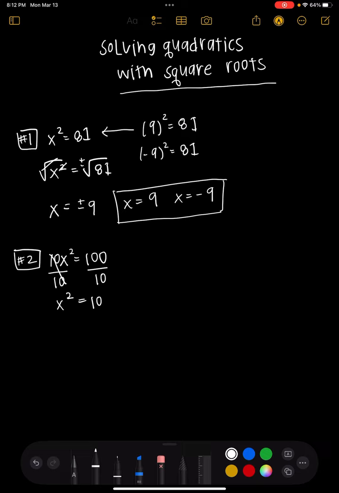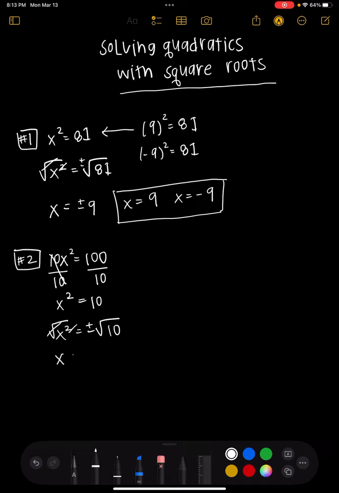So once we get the x squared by itself, we're going to square root both sides. But remember, anytime I square root a number, I always have to put plus or minus. You don't have to put the plus or minus in front of the x, mostly because the plus or minus is being taken care of when we square root the number. You could potentially do that, but it's going to give you the same answers. So the square root and the square cancel each other out on the left side.